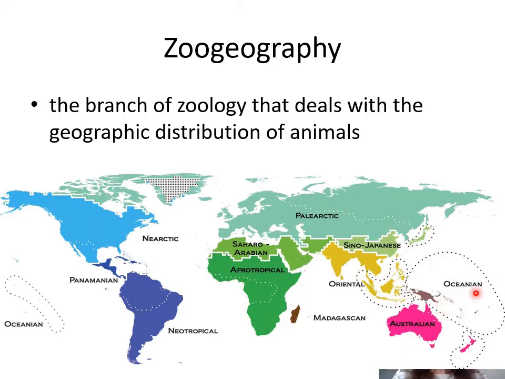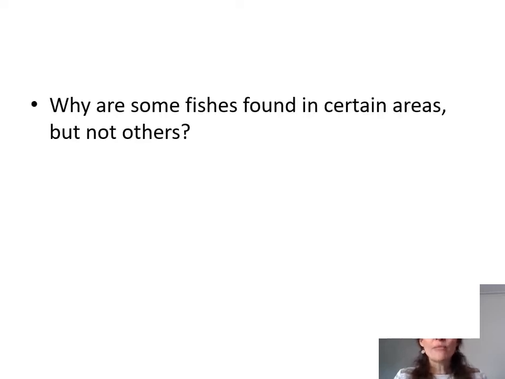And basically what we want to know is, why do we find fish where we find fish? We're trying to answer some general questions. Why are some fish found in certain areas but not others? Why do you learn one set of fish if you take ichthyology here in Virginia, but if you took ichthyology in California, it would be a totally different set of fish? Why do some fish have a large home range and others are small?